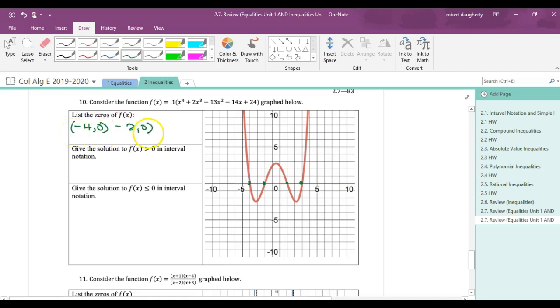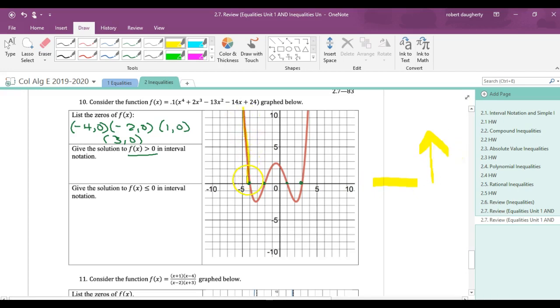(-2, 0), (1, 0), and (3, 0). So those are the zeros, or the roots, or the solutions, or x-intercepts of this function. What would it mean to find where f of x is greater than 0? So the intervals on the x-axis where I'm above the axis. So here's the x-axis.